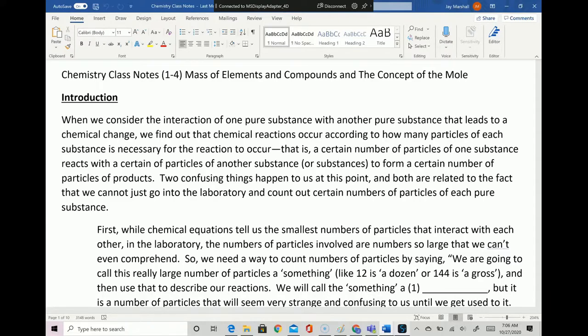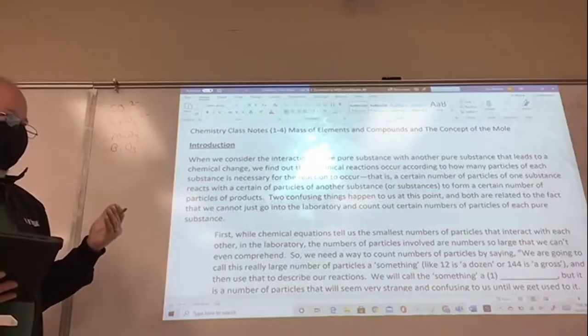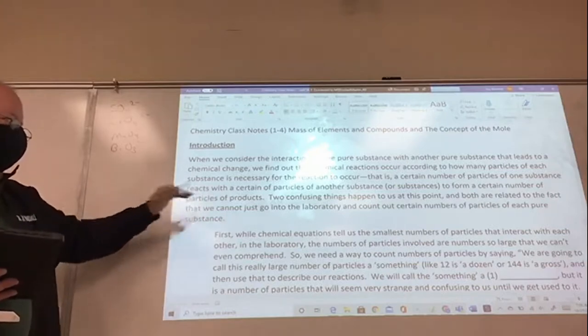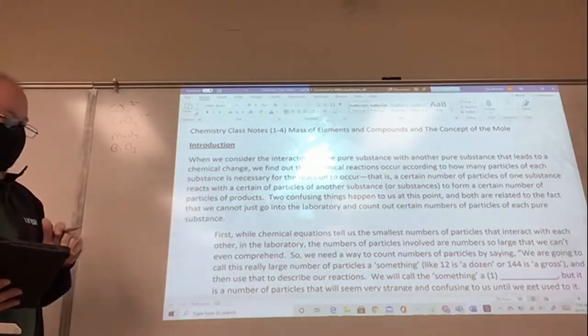We had magnesium and we had hydrochloric acid, and those two things interacted together and they led to a chemical change. We find out that chemical reactions occur according to how many particles of each substance is necessary for the reaction to occur. So a certain number of particles of one substance reacts with a certain number of particles of another substance or substances to form a certain number of particles of products.